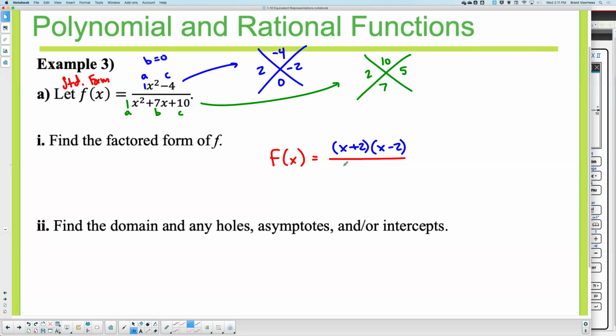Both positive. So I'm going to put these in parentheses. I'm going to have an x plus 2 and an x plus 5. Now, pause. That right there, without doing any math, that's the factored form.